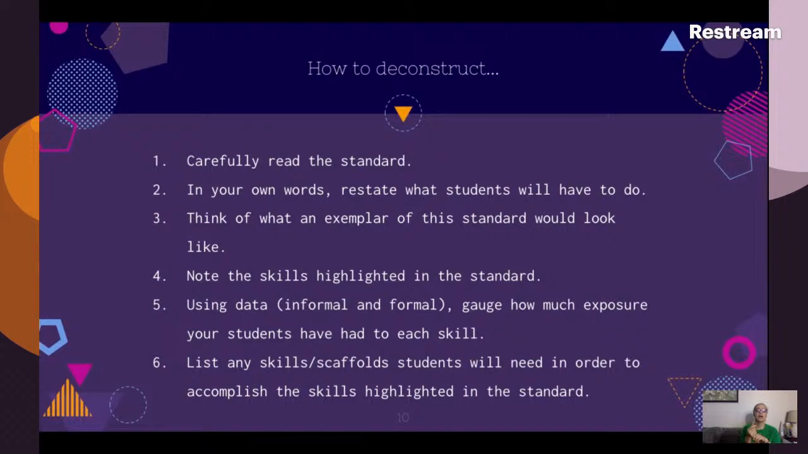So the 6 steps. You need to carefully read your standard, and in your own words, restate what students will have to do. You need to think of what an exemplar of this standard would look like, and then note the skills highlighted in the particular standard. So using data, and this could be informal or formal, gauge how much exposure your students have had to the skill. And then list any skills or scaffolds the students will need in order to accomplish the skills highlighted in the standard, okay? So these are the 6 steps, and I'm gonna walk you through those. And again, reminding you that these steps are meant to combine both deconstructing and prioritizing your skills simultaneously.